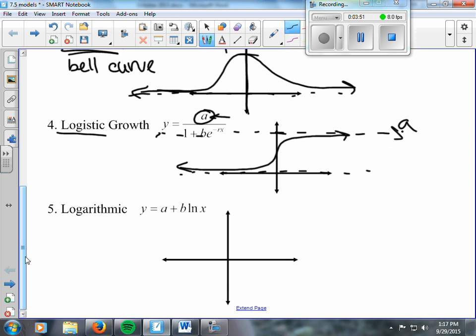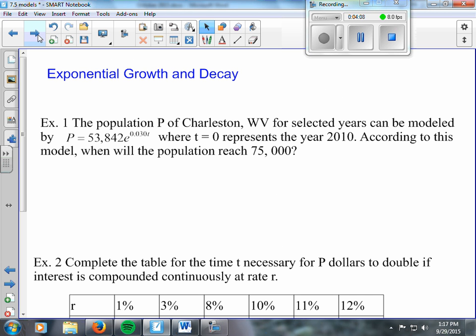Okay, and then there's logarithmic growth. And in logarithmic growth, you have just a natural log function. And the x-intercept is now at 1, and you have the vertical asymptote x equals 0. Okay, now we have some examples.